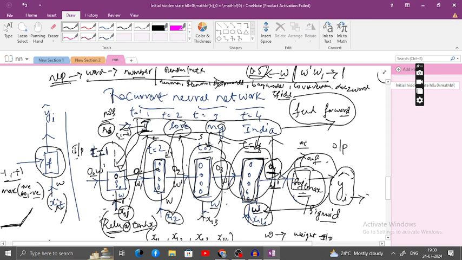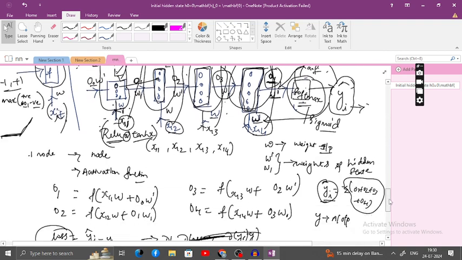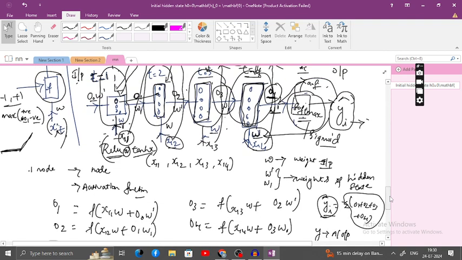Model output coming out of our recurrent neural network. This is the predicted output. What is this? This is the predicted output. This is what I have shown in the diagram. Look at this, O1. This is O1.